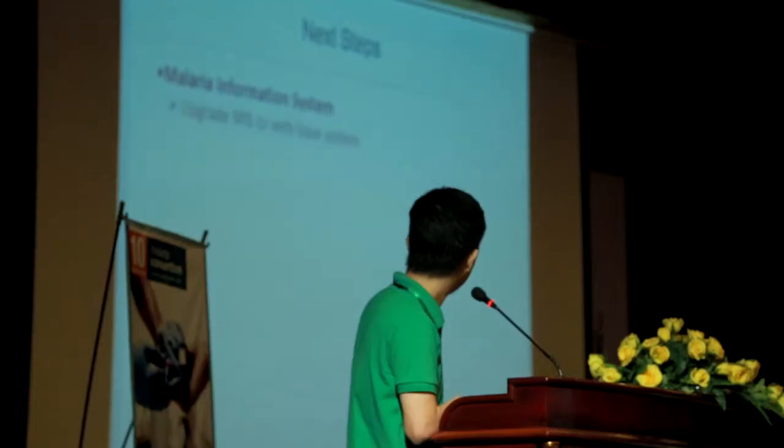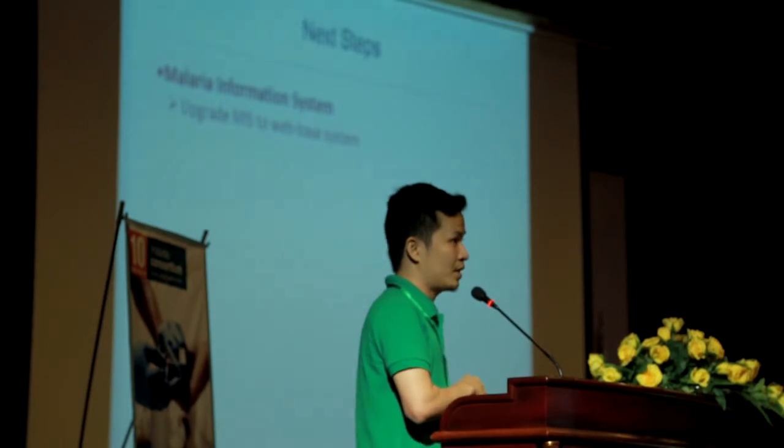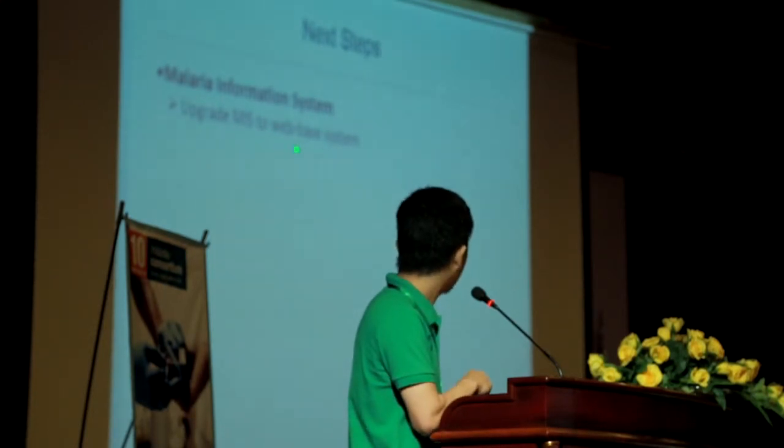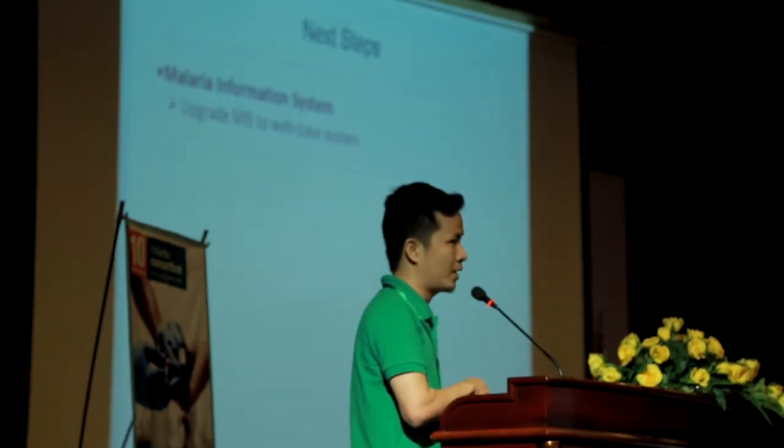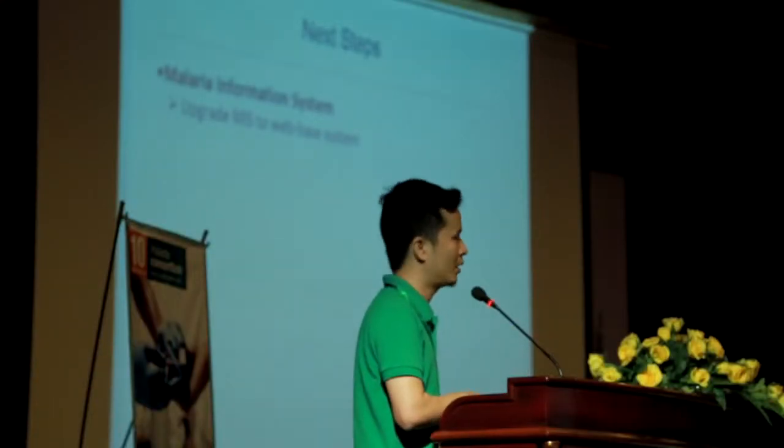So the next step is we will update the MIS to a web-based system, because right now the MIS we use with Access is a desktop application. Why in the beginning did we decide to use a desktop application? Because in 2010 we did not have internet access in every OD, but right now internet access covers, I think, the whole country.